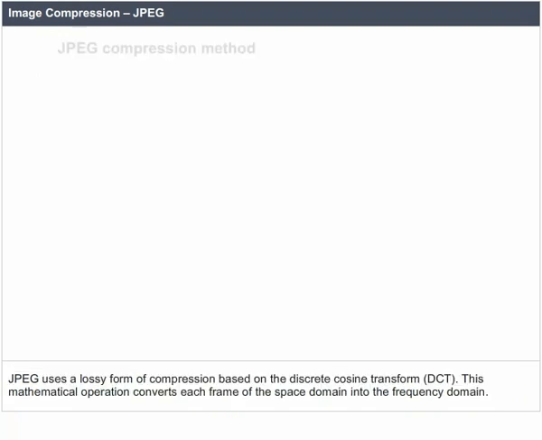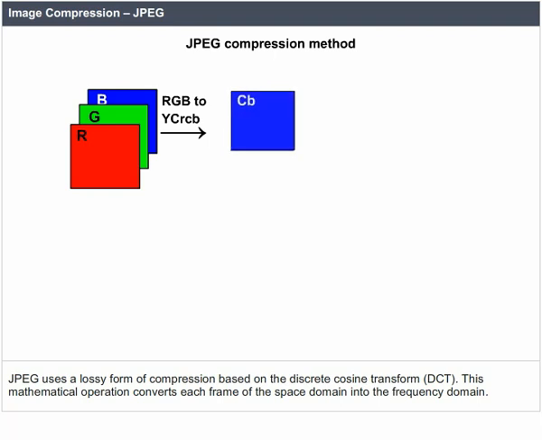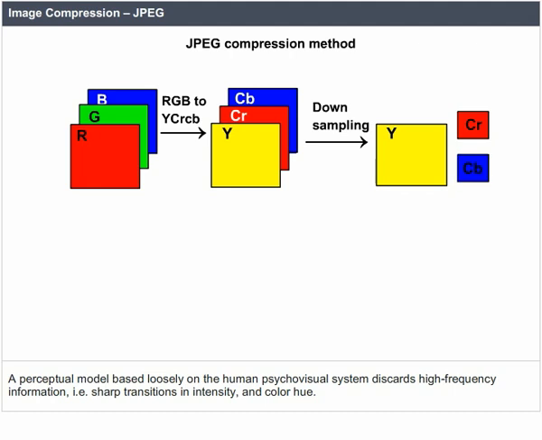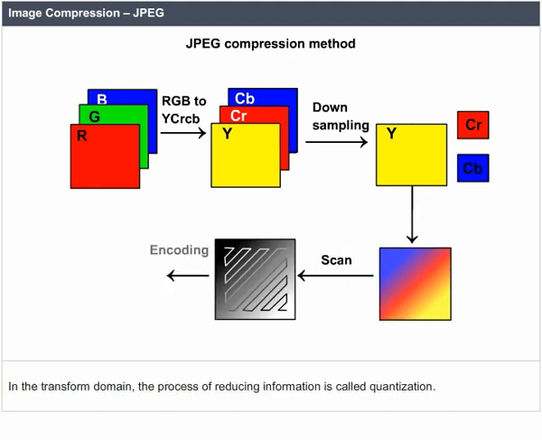JPEG uses a lossy form of compression based on the discrete cosine transform. This mathematical operation converts each frame of the space domain into the frequency domain. A perceptual model based loosely on the human psychovisual system discards high-frequency information, like sharp transitions in intensity and color hue. In the transform domain, the process of reducing information is called quantization.